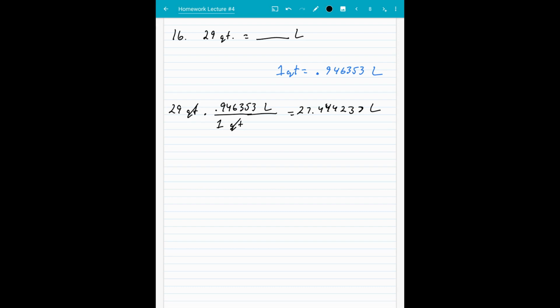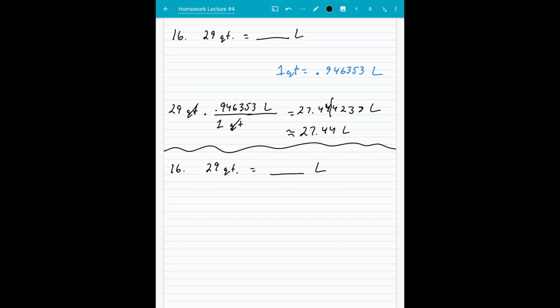Liters. Our question wants us to round it to the nearest hundredth again. So this would be our dividing line. We don't round up in this case. It would be 27.44 liters. So that's how you could find the answer that way. Now, if you notice on the left-hand side of the conversion chart, I also have metric to U.S. imperial. Let's take the same exact problem, number 16.